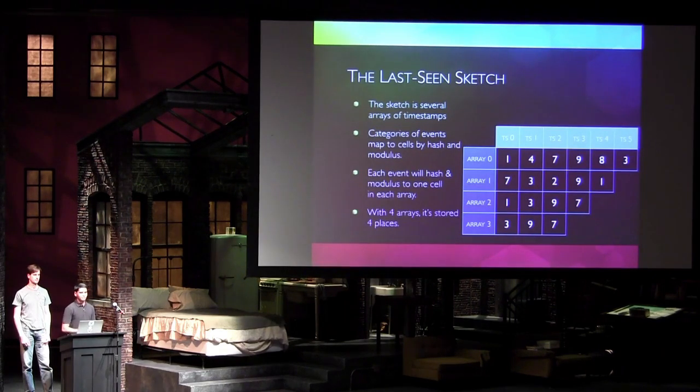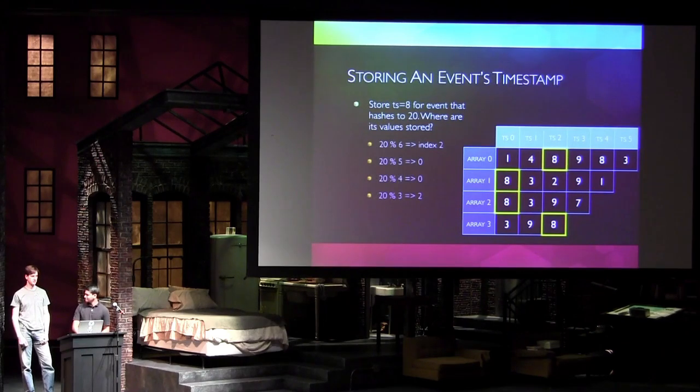So this is what it looks like. It's really simple. It's basically an array of arrays, and each array has a different length. For each category, we hash the category into an ID, which is just a number. And for each number, we take the modulus of the number and the size of the array to figure out the location in each of the arrays. So with 4 arrays, there are 4 cells that a category maps into. Our real sketch is much larger than this, by the way.